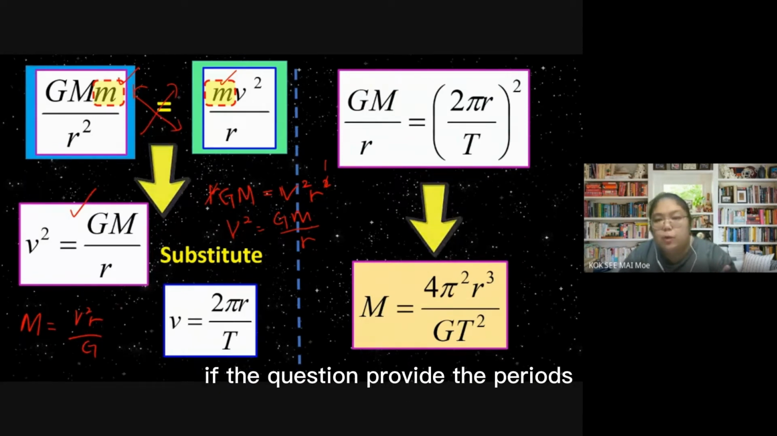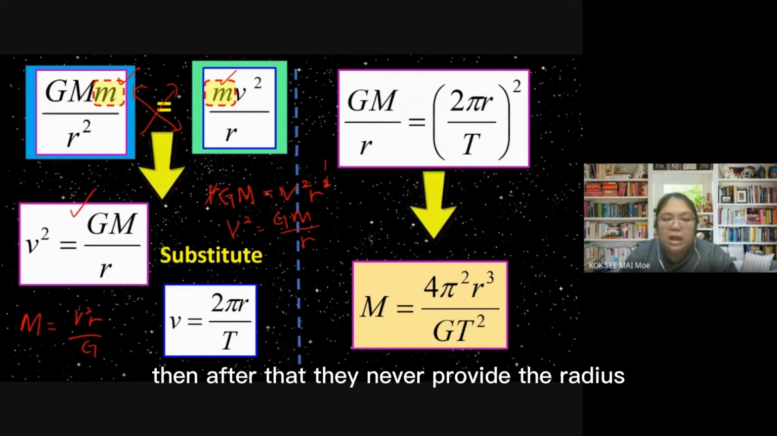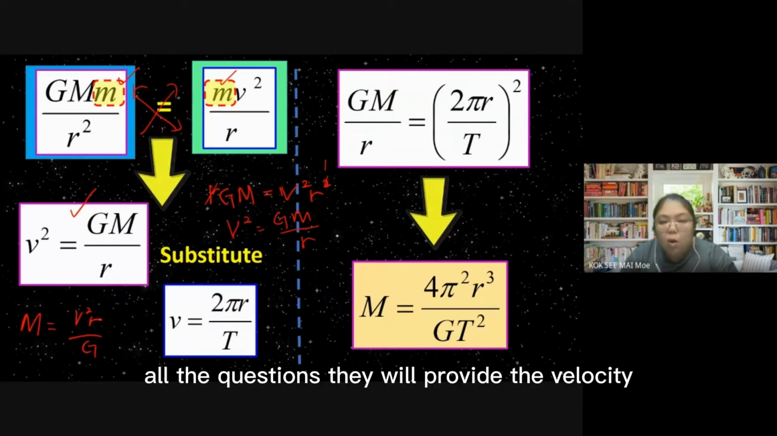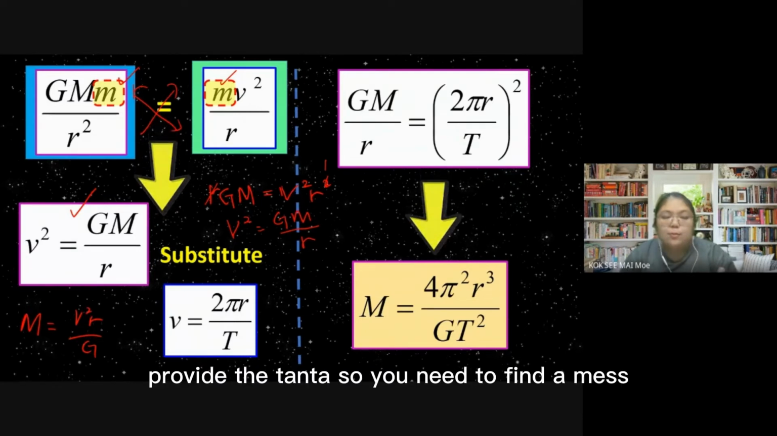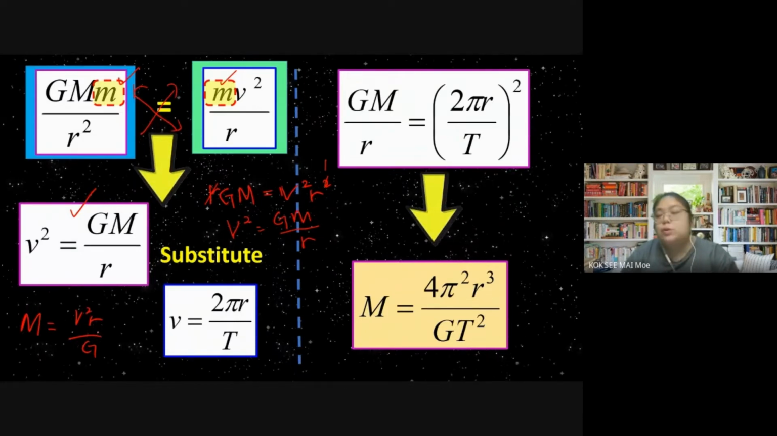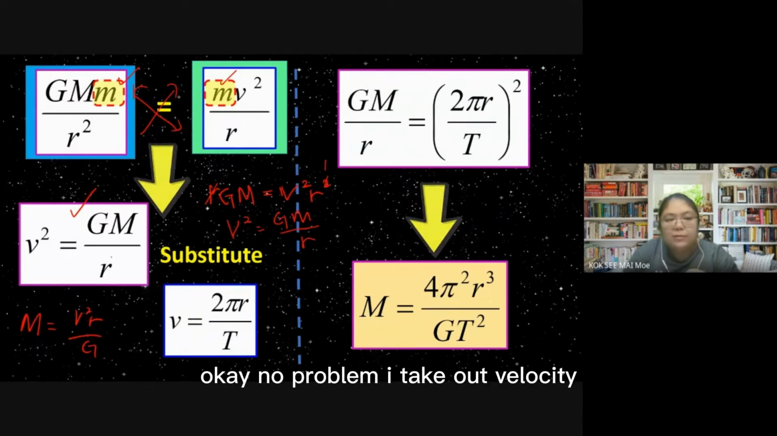Okay, if the question provides the period, provides the time taken, but never provides the radius, then you need to do the calculation. Or the question never provides the velocity, they just provide the radius and the time taken, so you need to find the mass. Okay, also can. So from here, I take out the velocity, no problem.